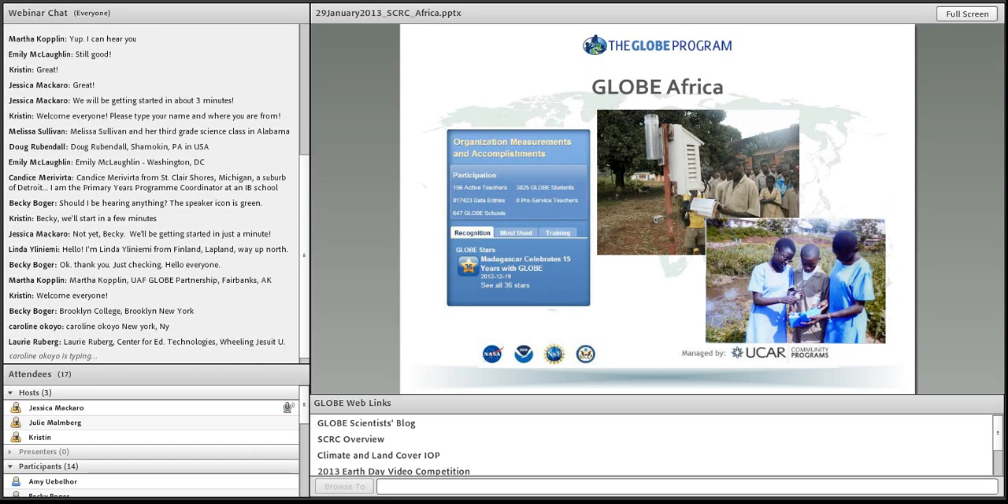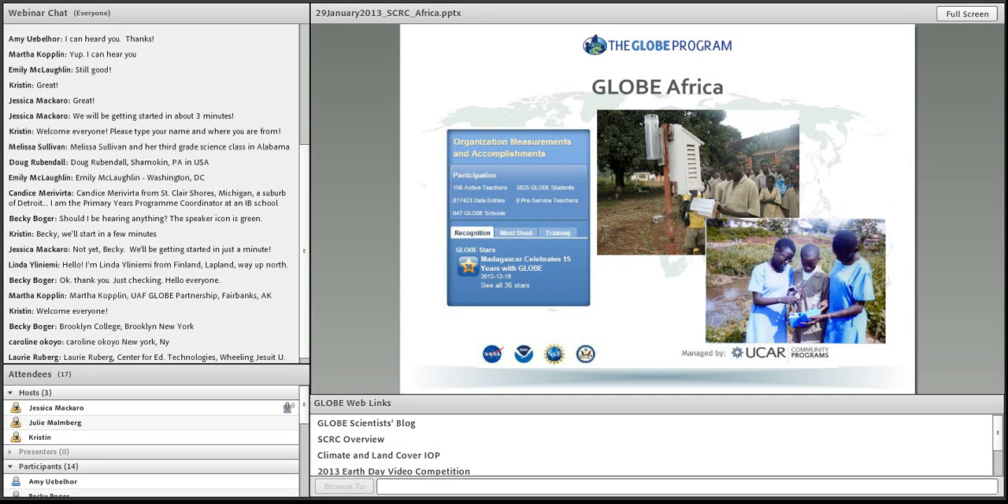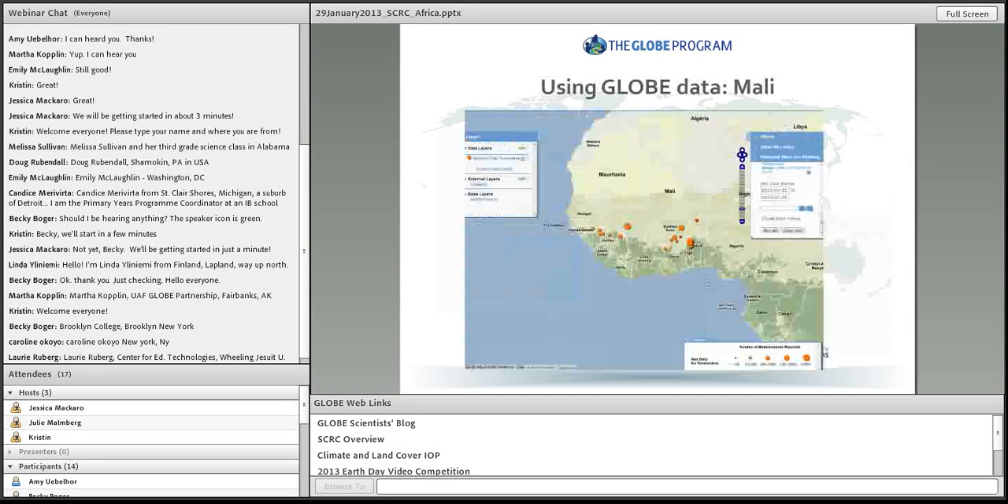So first what I did was, from the GLOBE visualization system on our website, I just clicked on atmosphere data. So I wanted to see air temperature and how that worked. So what I did was I clicked air temperature data, and then I zoomed in on Africa, and specifically Mali, because I knew that there was a school in this country who had been a great participant in phase 1 of the Student Climate Research Campaign.